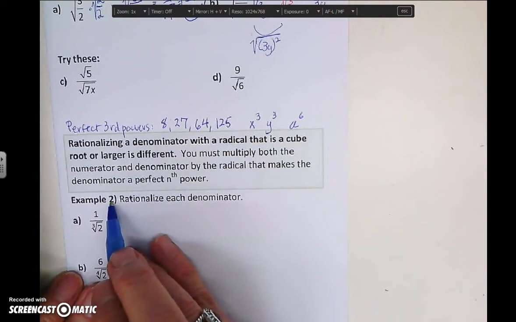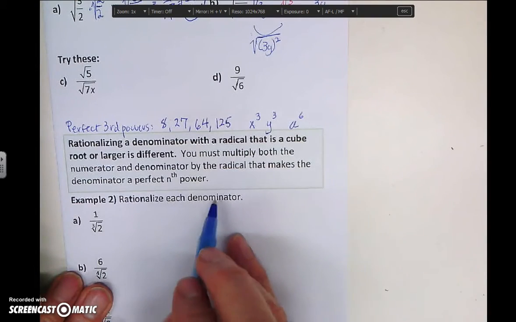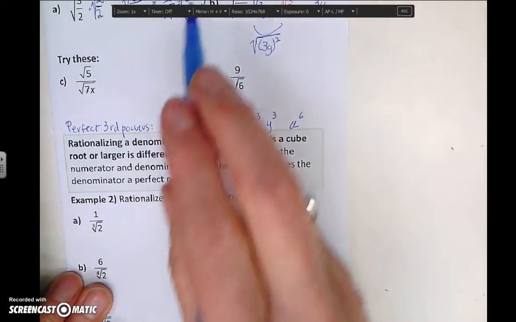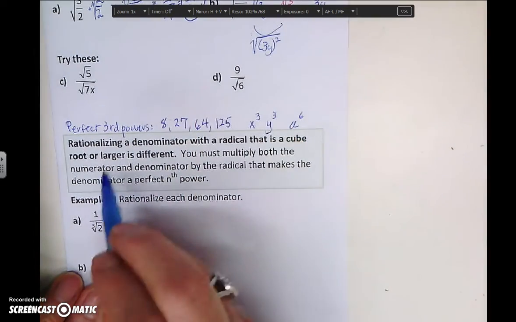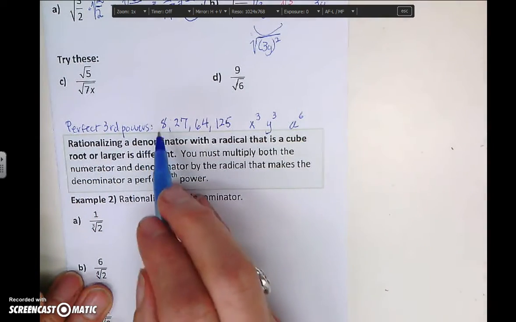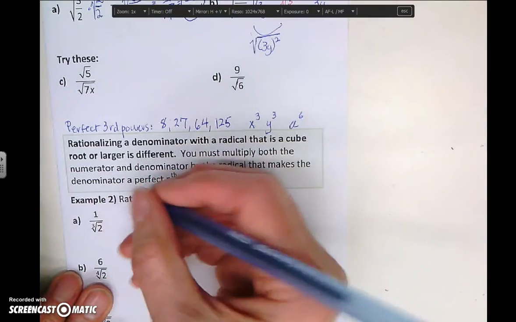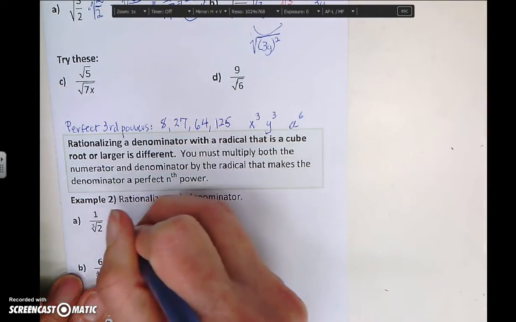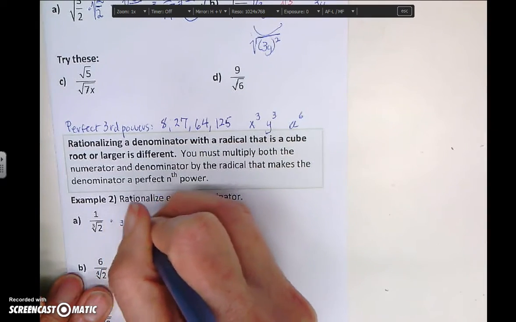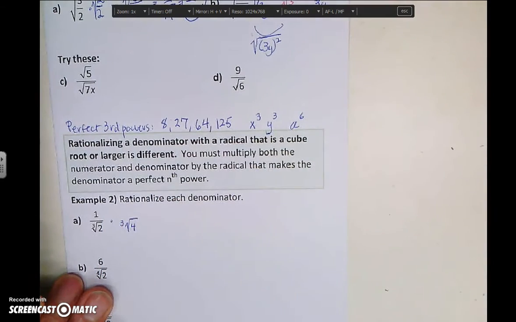So here on example 2 where it says rationalize this denominator, I see the cube root of 2, so I see it's a cube root. So I know I can't do it like I did the ones above. I need to do this. So I need to think a perfect third power for 2. 2 to the third would be 8. So I want to change this into an 8, and to do so, I would need to multiply by the cube root of 4.